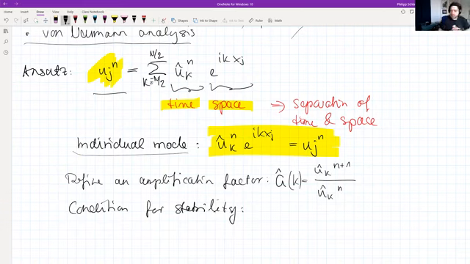And it actually turns out that it's the same idea. We also don't want disturbances or errors to amplify. So we also need to say that the absolute value of this g hat k needs to be lower equal 1. That's essentially it. But now, because this is still a dependence of k, we need to say that the maximum over all wave numbers of this g hat k needs to be lower equal 1.